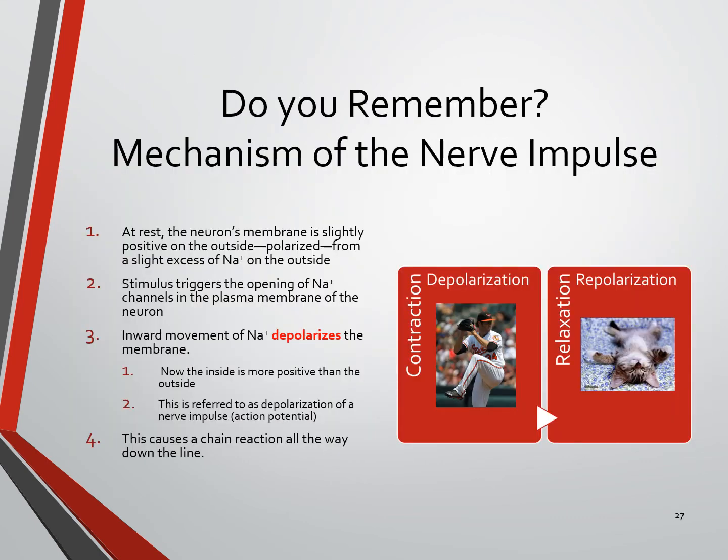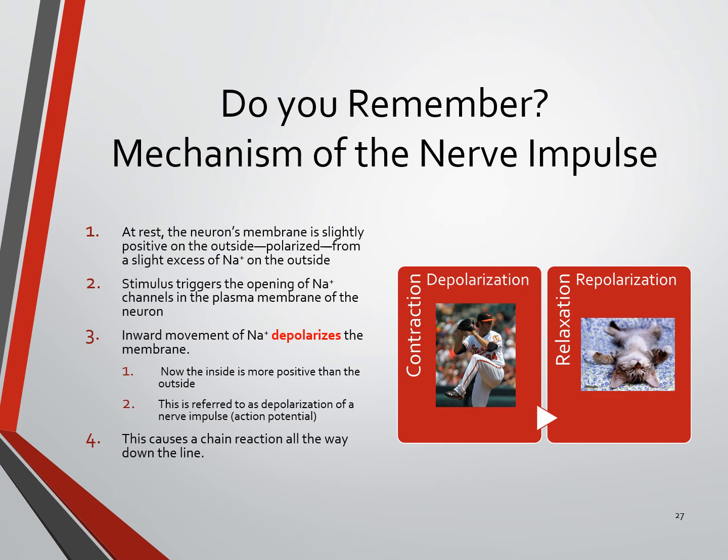I thought it might be a good idea to just review the mechanism of a nerve impulse. Remember, the electrical conduction system of the heart is through nerves, right? So remember, when we're talking about the polarization and the depolarization of the neuron, do you remember that? First, we're just going to say that the neuron's membrane is at rest. It's slightly positive on the outside because there's a lot of sodium gathering around the outside of that membrane. Remember how we talked about that?